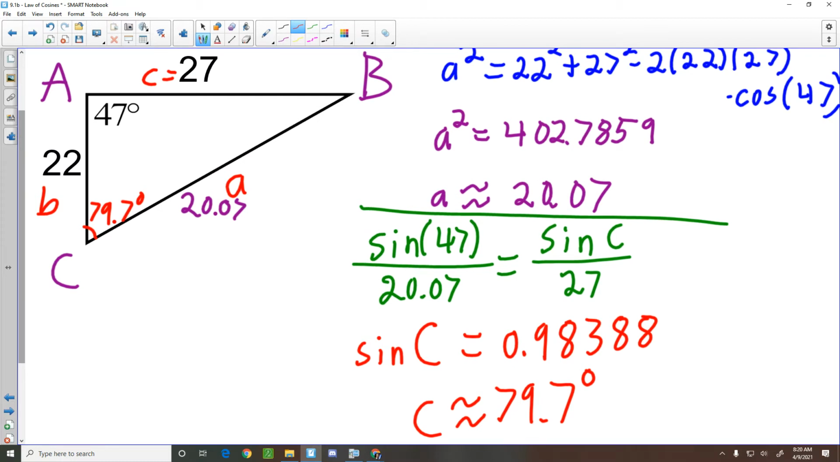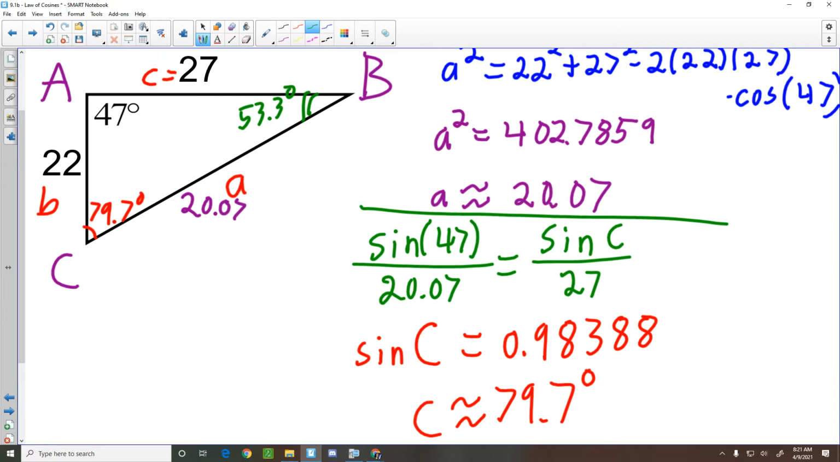Now at this point, I've got two angles. To get the third angle, don't use the law of cosines. Don't use the law of sines. Just subtract from 180. 180 minus 47 minus 79.7 is 53.3. Anybody? 53.3 degrees. Yeah, we're good?